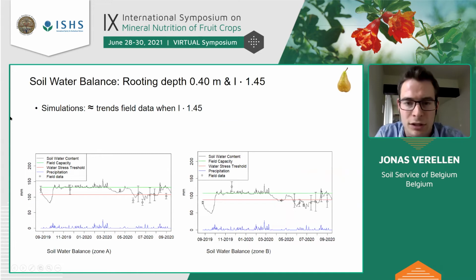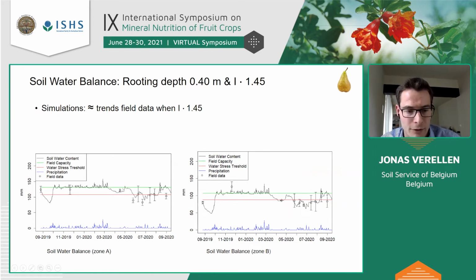Now I will discuss the soil water balance results. The soil water balance was calibrated in a way such that the simulations approximately follow the trends of the field data, and this was obtained when irrigation was scaled up with 45%. I will explain the soil water balance in more detail.